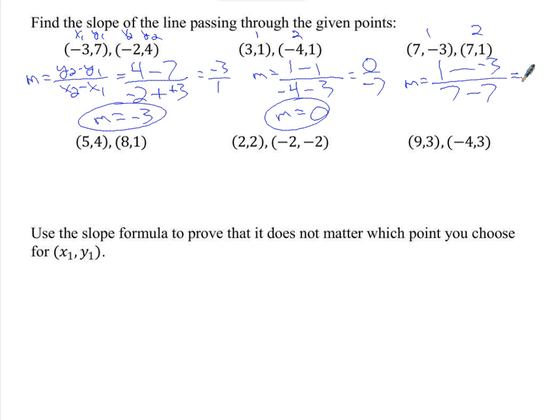Now we simplify that down. What do we get up top? So this is keep, change, change. We get a 4 divided by 0. 4 divided by 0 is undefined. So our slope is undefined here. This is a vertical line. The x coordinates are the same, not a function.